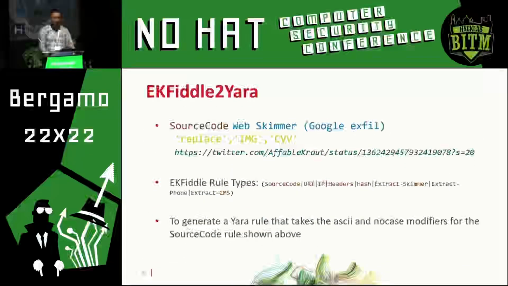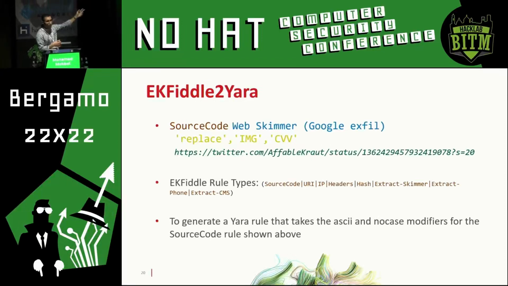So we'll take as an example one of those rules used by EKFiddle. As you see in the highlighted one, it starts with the type, source code, and then the rule name, in this case web skimmer Google Exfil, and then the logic. The logic is in light yellow. It's a content match. It's very basic, right? It's replace image CVV, and then you get the optional comment, which is like Twitter, whoever is referencing this logic. See how simple it is?